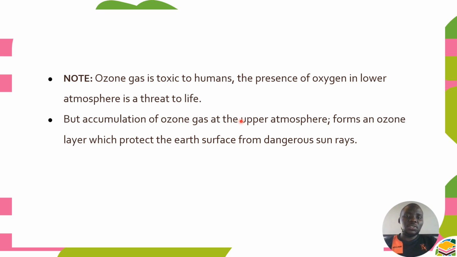The ozone gas produced is toxic to humans in the lower atmosphere and threatens life. But the accumulation of ozone gas in the upper atmosphere forms the ozone layer, which protects the earth from dangerous ultraviolet light rays. So mark the difference: ozone gas and ozone layer. Ozone gas is a gas formed when an excited oxygen atom combines with an oxygen molecule, while the ozone layer is a layer in the upper atmosphere which comprises ozone gas.